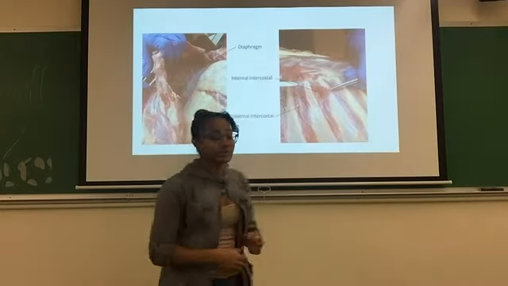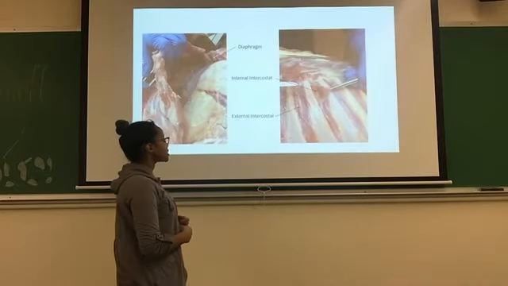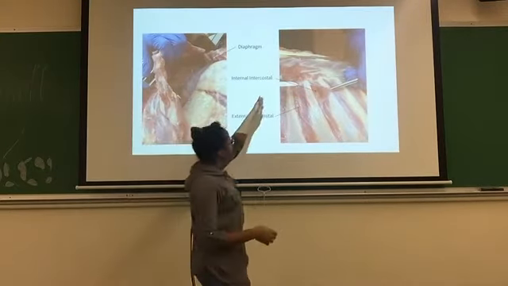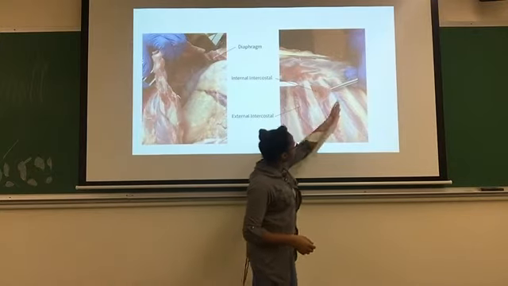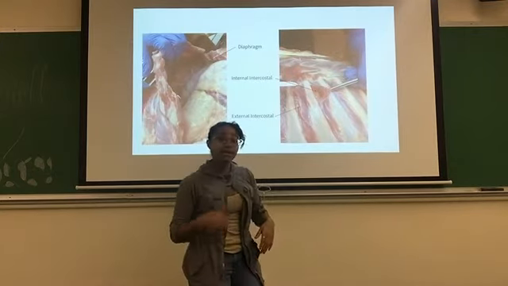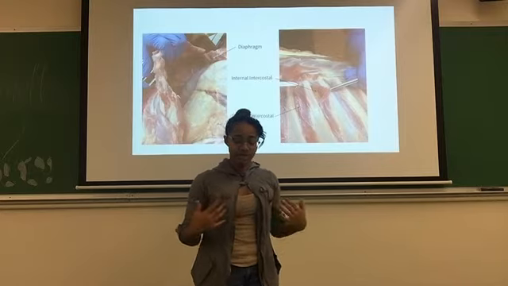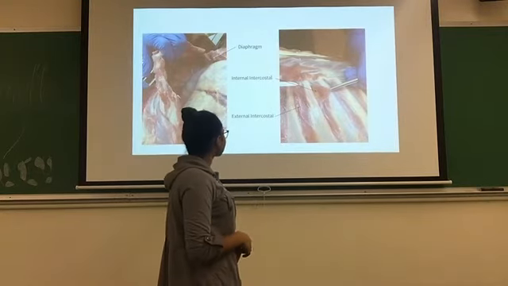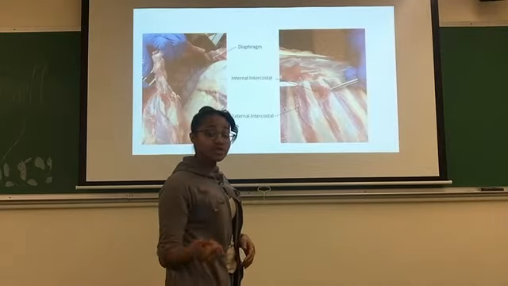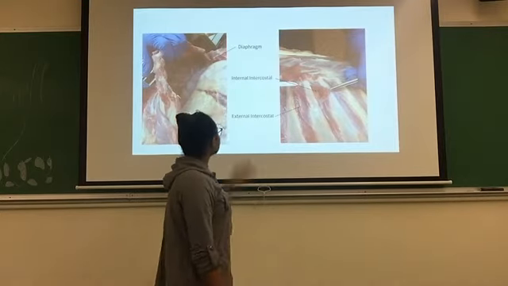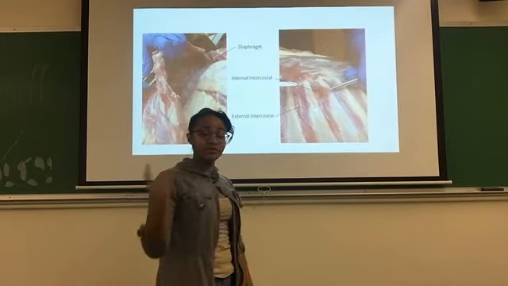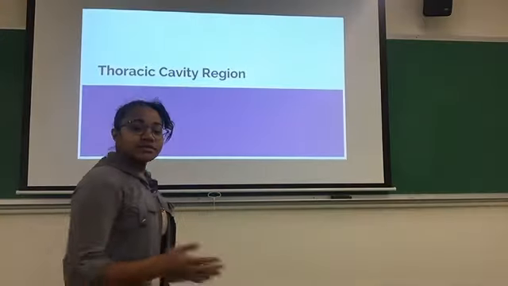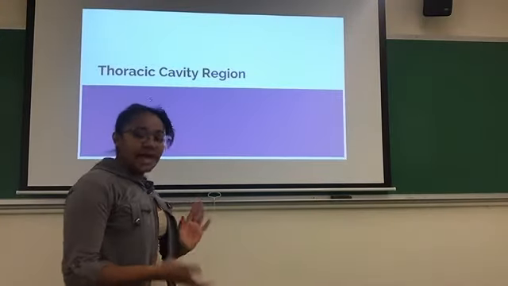The other two muscles are the internal and external intercostal. These muscles sit in between each rib, and they create and move the chest wall when the animal is breathing. The external intercostal contains fibers that are ventral and caudate, and the internal intercostals contain fibers that are ventral and cranial. Okay, so now we're going to move on to the thoracic cavity region.